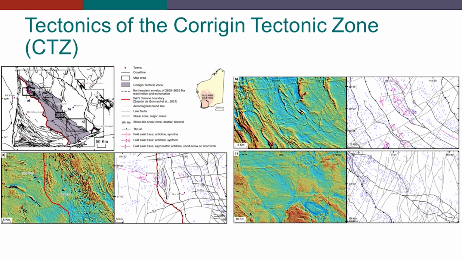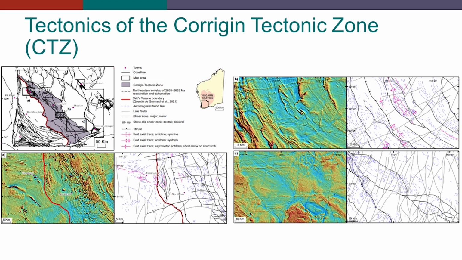If we look at a smaller scale within the Corrigin tectonic zone, I'm highlighting here three areas, A, B, and C, which is shown here. It's the magnetic data for A with its structural interpretation. B is here with its corresponding interpretation, and same for C. And we're seeing compressional structures in through there and in through here, marked by west verging thrusts, and in here marked by inclined folds and isoclinal folds, southwest verging.